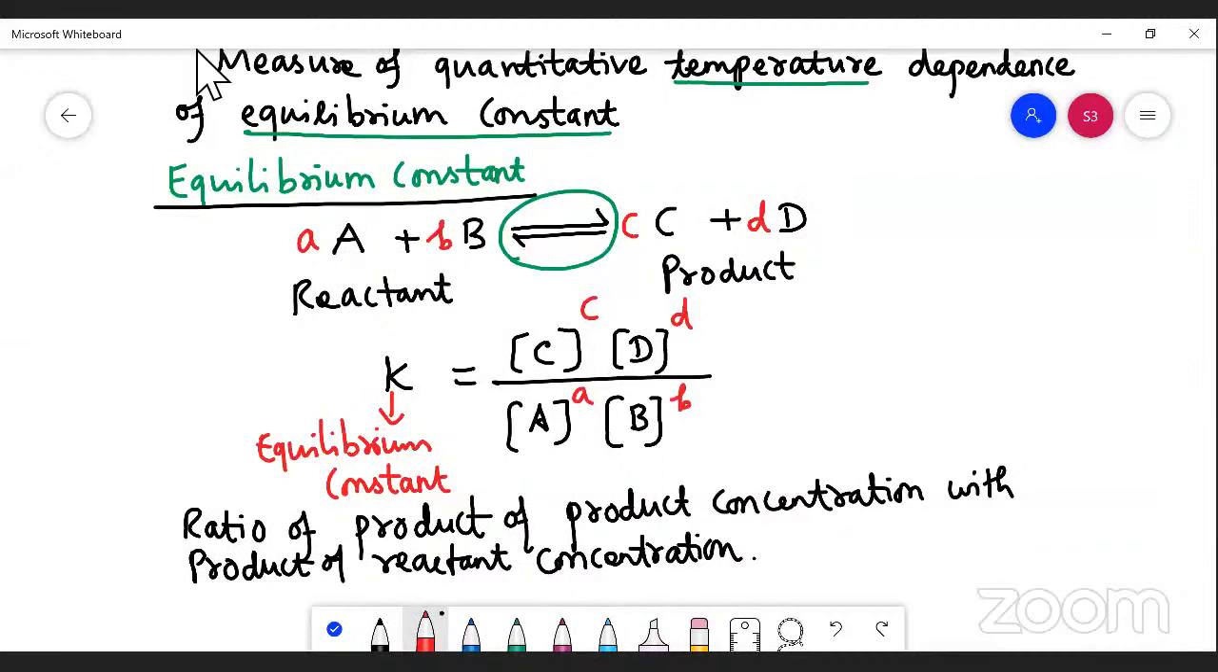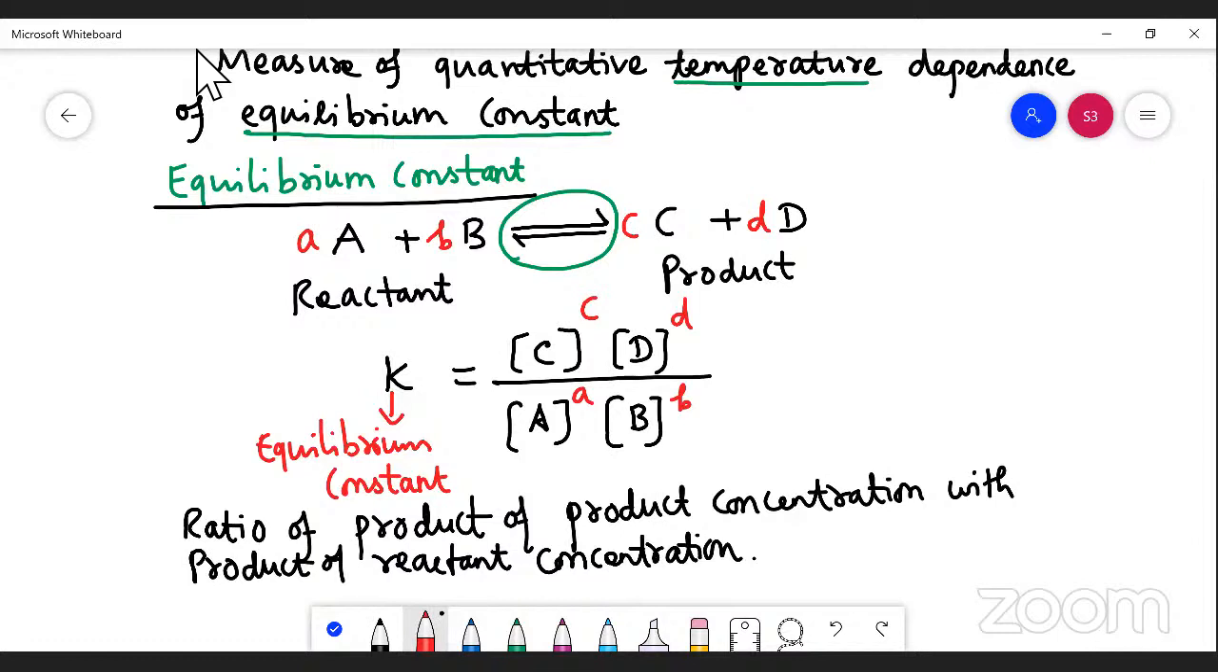How to express an equilibrium constant for a given reaction? Whatever the equilibrium process, you should keep this in your mind. How will you write the equilibrium constant? You should take the ratio of the product concentrations to the reactant concentrations, and the number of moles should be indicated as the powers of the concentrations. That is what is called the equilibrium constant.